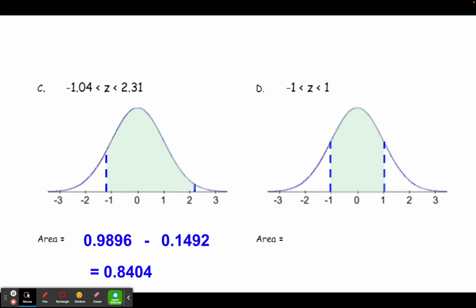So just like we did on part C, I'm going to look up the two z-scores and then subtract. So if I look up a z-score of +1, I get 0.8413. If I look up a z-score of -1 on table A, I get 0.1587. And the difference there is 0.6826. So pretty close to what we were estimating with the empirical rule. But here we're able to be more precise because we're going out to 4 places instead of just 2.